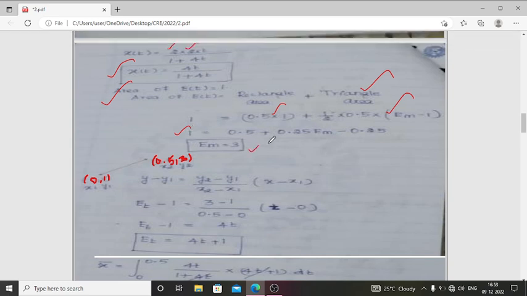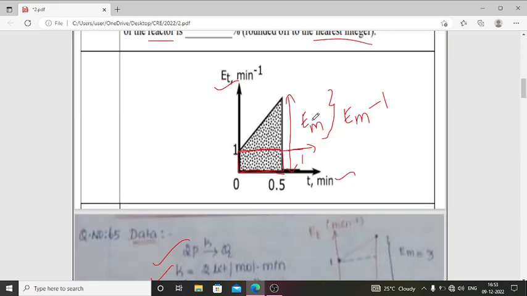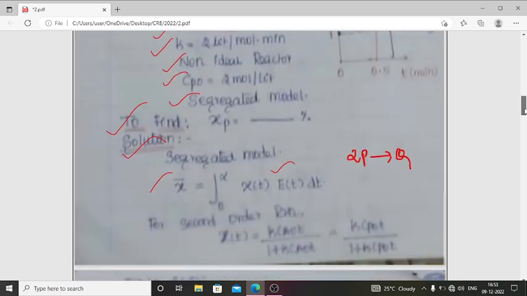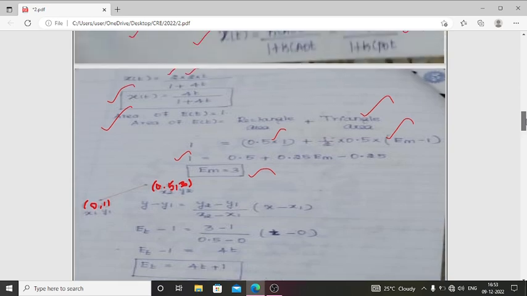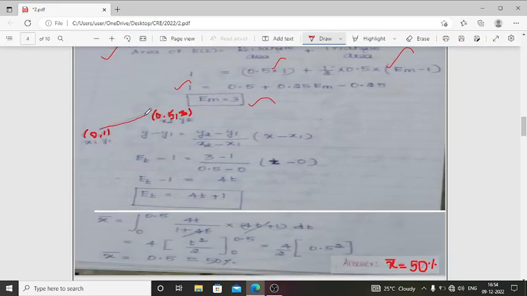So from this, the Em value is 3. Em is equal to 3. Am I clear? So up to 3, for the rectangular section this is 1. What about the height here? Em minus 1 means 3 minus 1, that is 2. So using the segregated model, we find the E(t) value here. We have 2 points, from 0 to 0.5: the points are 0 comma 1 and 0.5 comma 3. Refer to this diagram here.